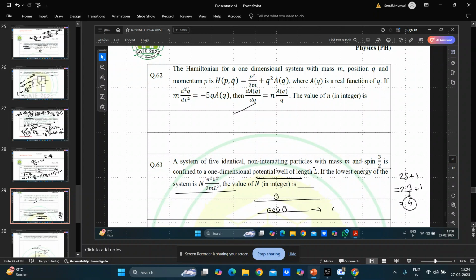So this state has energy 4 times 1 in units of pi squared h cut squared by 2mL squared, and this state is 1 into 4, again in units of this. So your total energy will be 8.